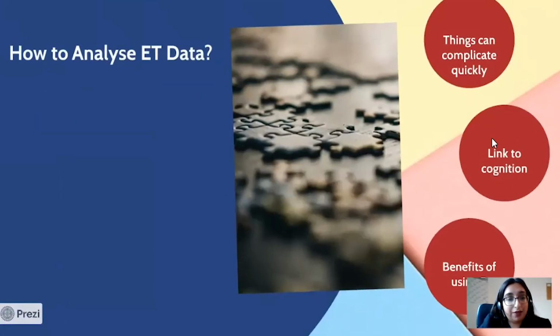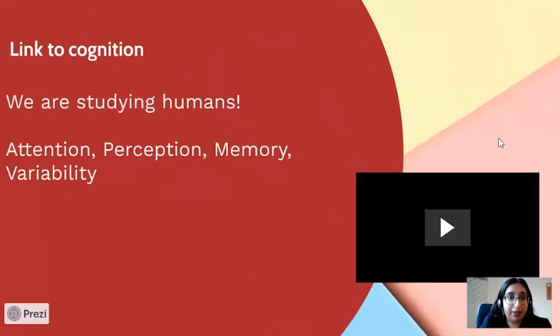And now, once we find this, how do we link it to cognition? We are ultimately studying humans. So what we're looking at is attention, perception, memory, inter-participant variability. And it's the finer points again, like I discussed in the previous video.